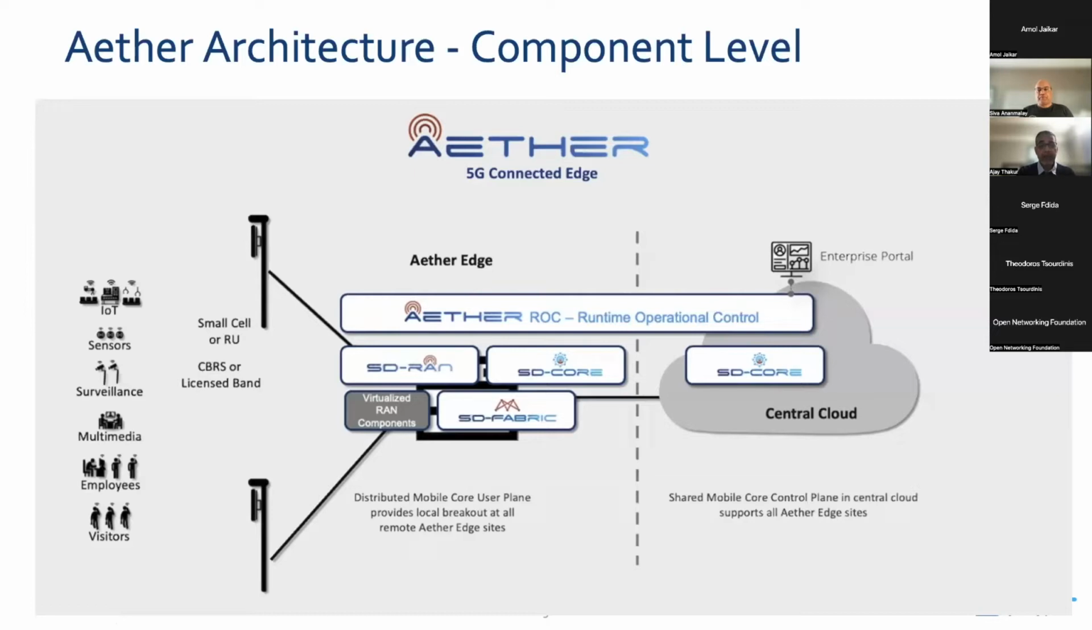We make use of four building blocks in Aether, and all of these four projects are part of the Open Networking Foundation. The first one is the SD-Core, which has two components. One component sits in the central cloud and the other component sits at the Aether edge. SD-Core supports 4G, 5G, and 5G NSA. And SD-Core at the edge is the UPF. We support two UPFs: one is a software-based UPF, and one is a hardware-based P4 UPF.